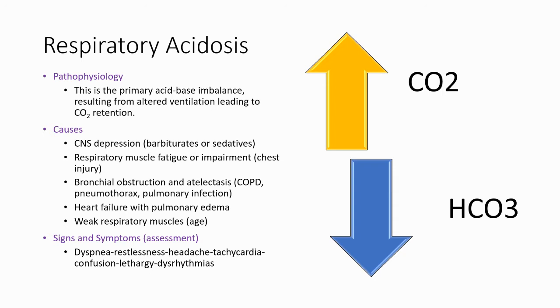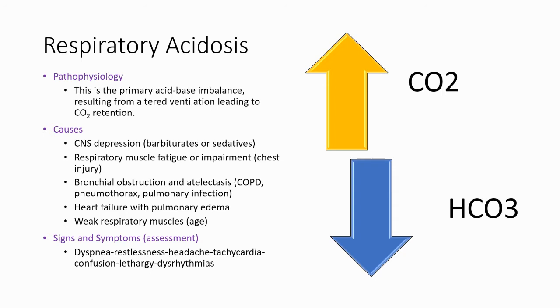And there are also many reasons why this acid-base imbalance occurs. Remember, acid-base imbalance is not the condition. It's what's happening as a result of a cause or condition. So you have to think to yourself, well, what would cause alterations in ventilation? Well, there are a lot of different things, such as CNS depression. Remember, the center of respiration is in the brain. So taking barbiturates or sedatives can cause that CNS depression.